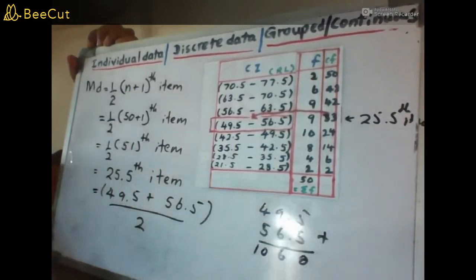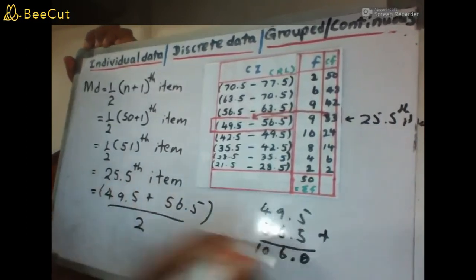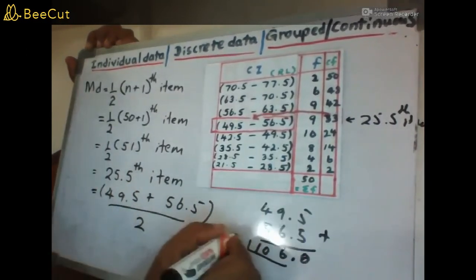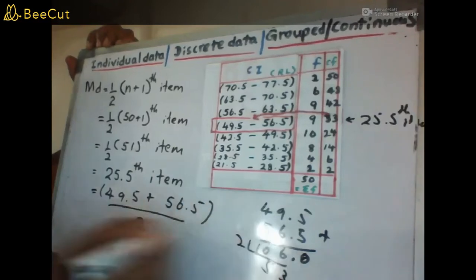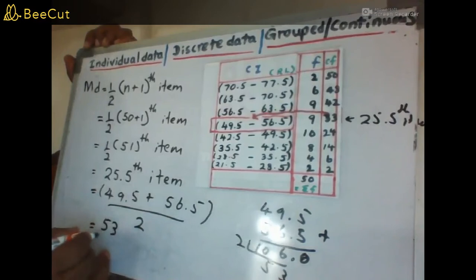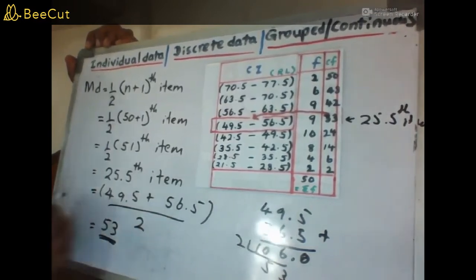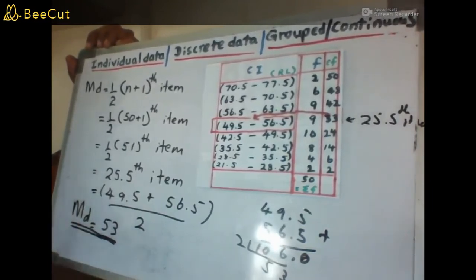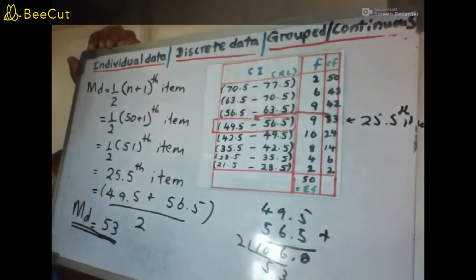Then it should be 53 because we divide this by 2. Right. So the answer is 50. Alright, that is our mean. 53. Got the idea now?